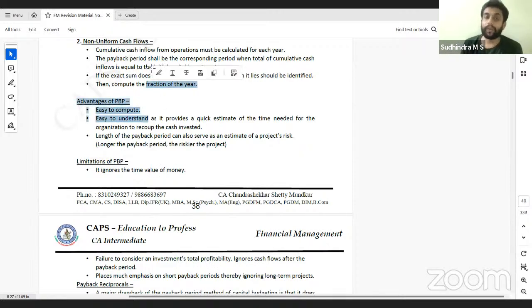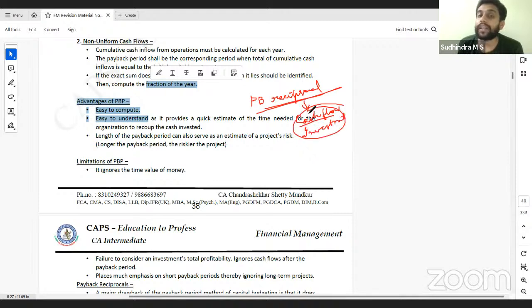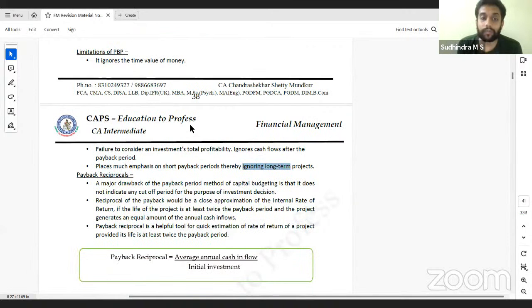Now, when I say payback period, you will get the time period. You will not get the returns in percentage, etc. Correct? So to get that, we have payback reciprocal. Reverse. In payback period, we have investment divided by cash flows. Here you will have cash flow divided by investment, so that you will get the percentage. Normally, payback reciprocal will be nearer to IRR, internal rate of return. Okay, payback reciprocal.